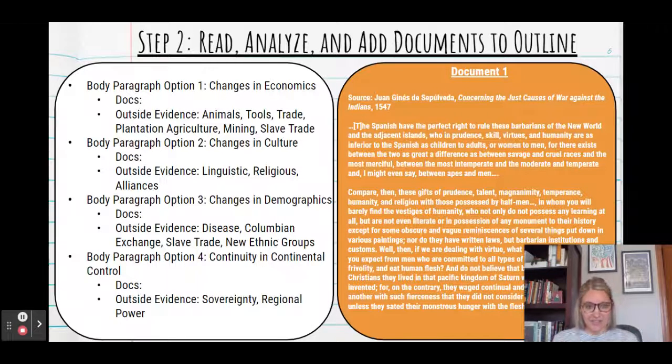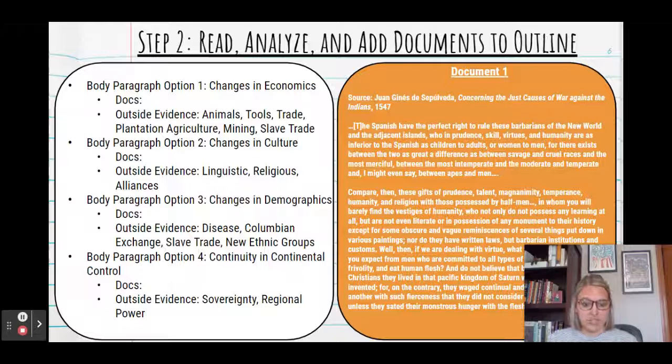Now that you've read the document, you understand that this is a justification for the enslavement and treatment of American Indians in the Spanish Empire. So after you've read this document, you should consider, where does this document best fit? Many documents will actually fit in multiple body paragraphs. It's up to you to determine which one you think is a best fit.